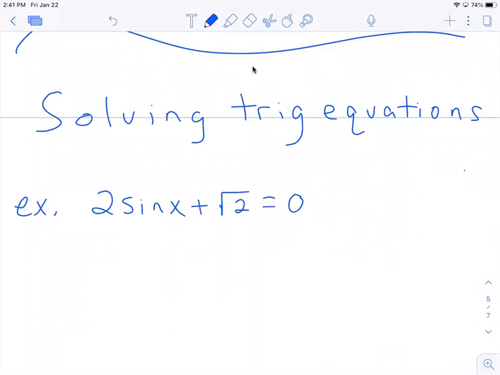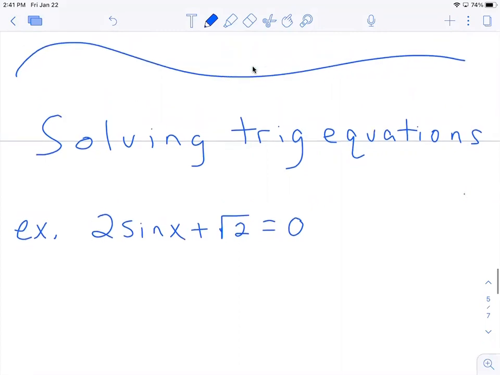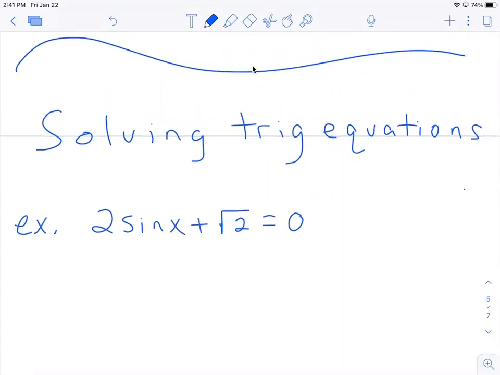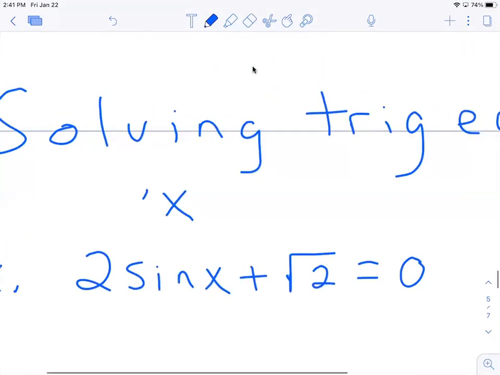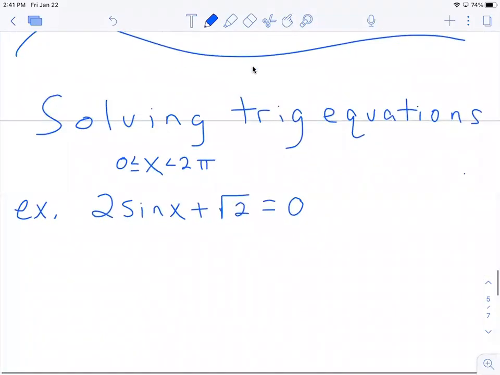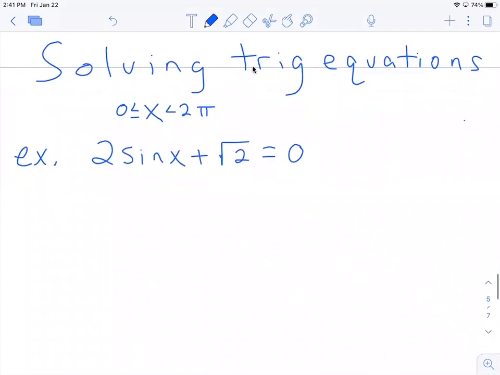For all the problems that I'm going to do, 4 or 5 of them, we are only going to solve for one loop around the unit circle. So that means that our x would be greater than or equal to 0 and less than 2 pi. Because you can keep going around the unit circle and get an infinite amount of answers, we just want this for one loop around the unit circle.